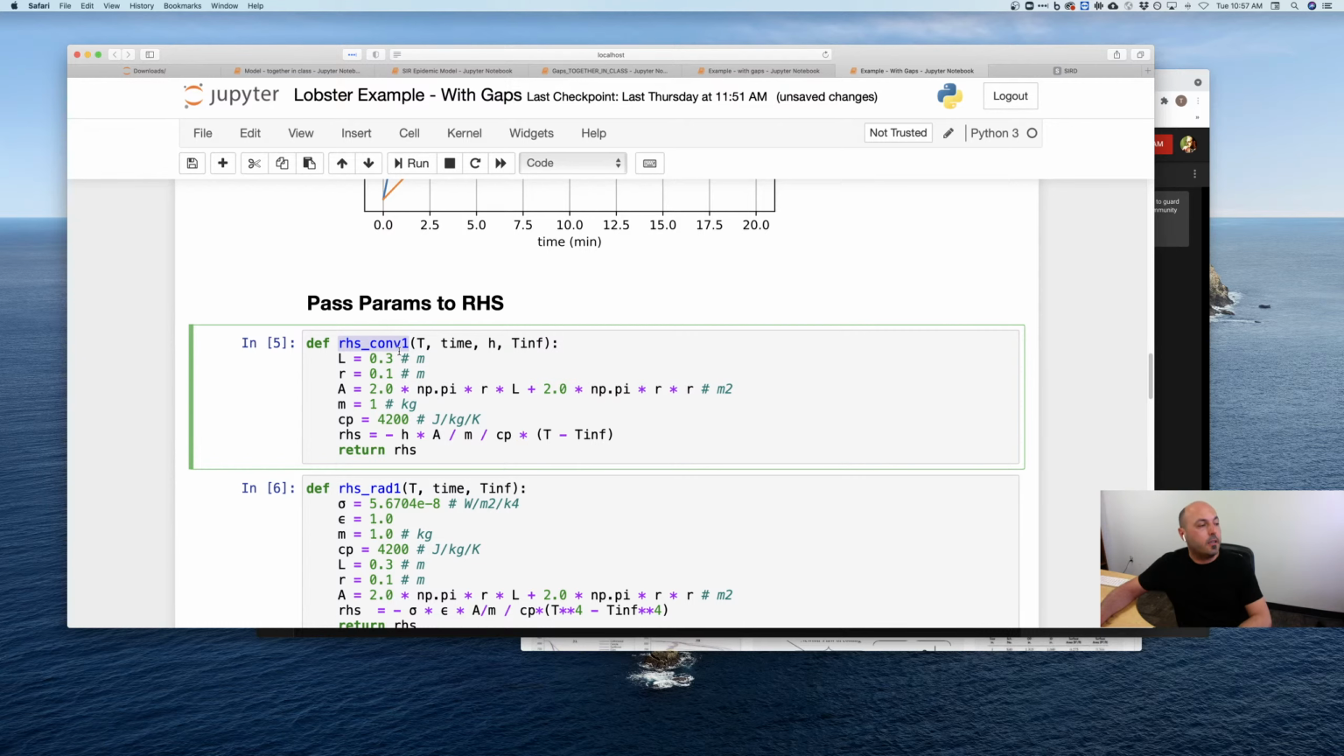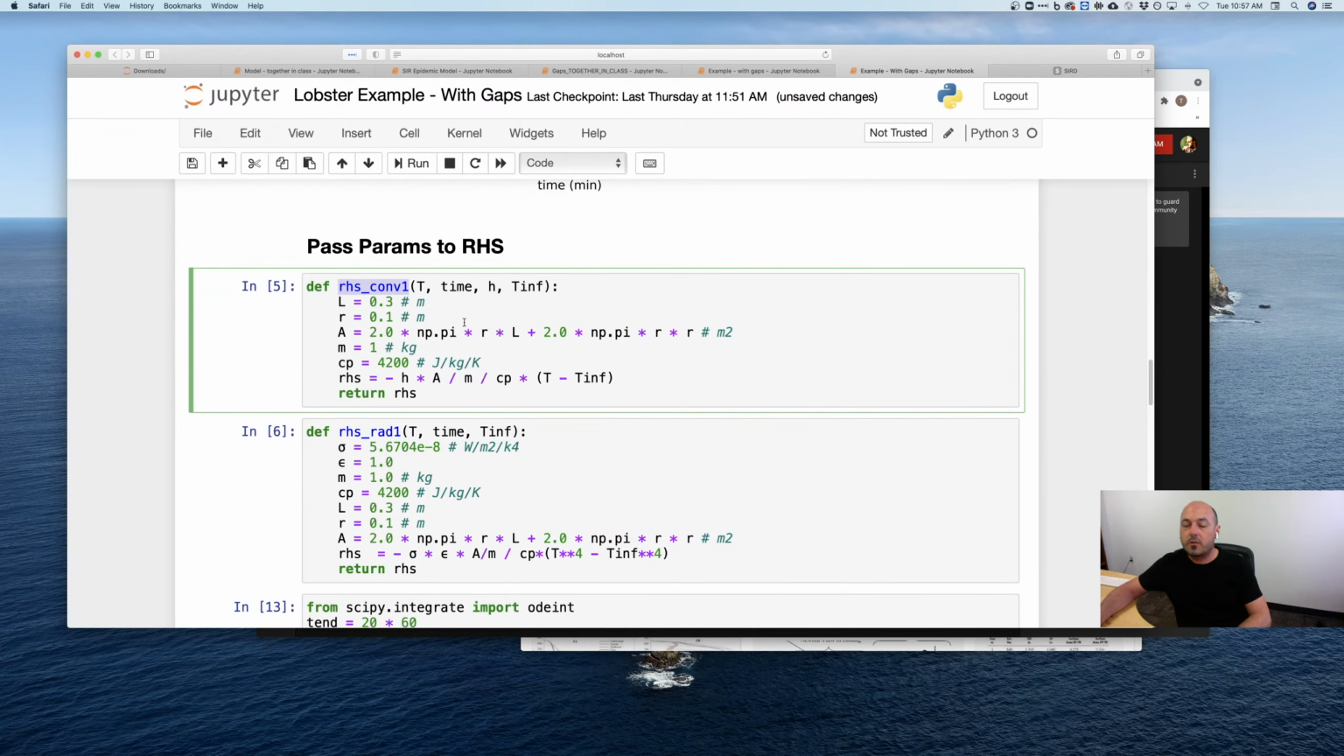So what I've done here, I declared new right-hand side functions called RHS convection 1 and RHS radiation 1. Look at those. They still take the dependent variable as the first argument, which we're calling t, and time for the second argument. But for the convection, I need to pass the heat transfer coefficient and T infinity, because I want to manipulate those. I want to switch the type of liquid or fluid we're cooking the lobster in, and I control that by changing the heat transfer coefficient and the boiling temperature of the fluid. However, I keep the lobster surface area fixed.